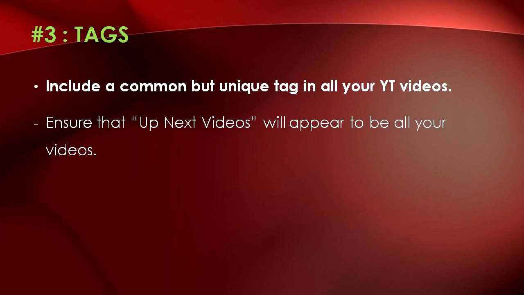YouTube has this function where it will prompt a list of recommended videos that are related to the current video the user is watching. Therefore, when you optimize your tags in your YouTube videos, you're also connecting the relevance of all of your videos one to another. This way you can ensure that the "up next" videos will all be your own videos, and your audience is prompted to watch all of your videos instead of your competitors.